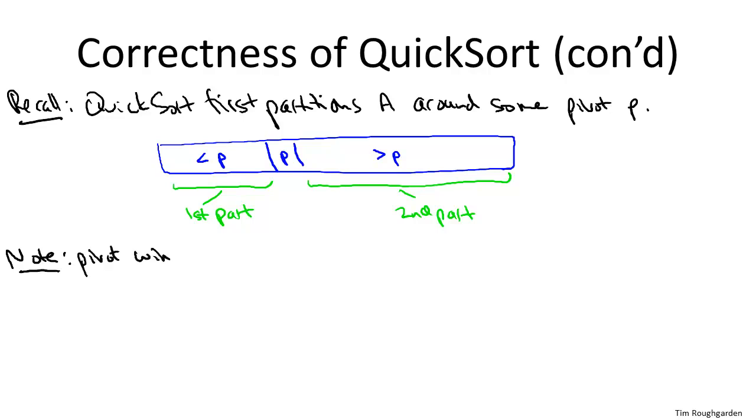And recall our observation from the overview video that the pivot winds up in its correct position. Right? Where is any element supposed to be in the final sorted array? Well, it's supposed to be to the right of everything less than it and to the left of everything bigger than it. And that's exactly where this partitioning subroutine deposits the pivot element P.